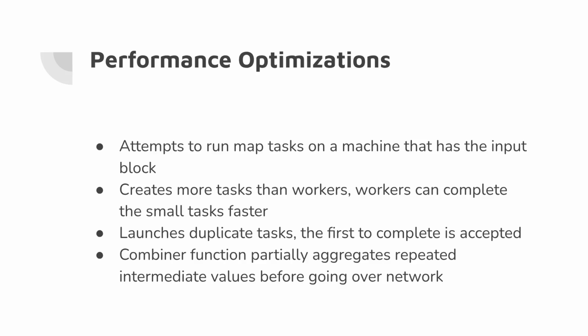Second, MapReduce creates many more tasks than there are worker machines. Fine-grained tasks improve load balancing because fast workers can process more tasks, while the work from failed machines can be distributed across the remaining cluster. Third, the system handles stragglers using backup tasks. Near the end of a job, it launches duplicate copies of tasks that are still running. The first copy to finish is accepted. Finally, a combiner function can partially aggregate repeated intermediate values on the map worker before the data travels over the network. In word count, for example, thousands of local (word, 1) pairs can be combined into a single partial count.